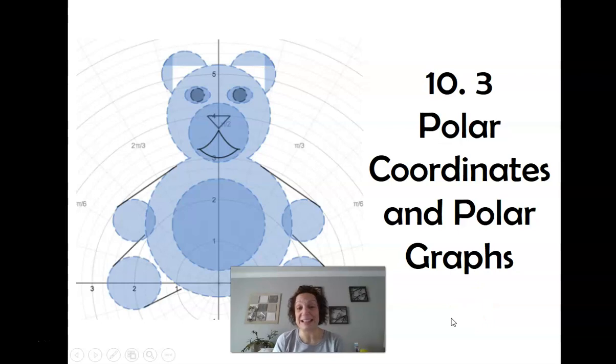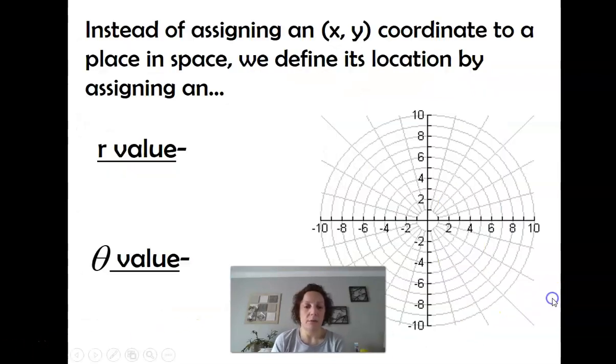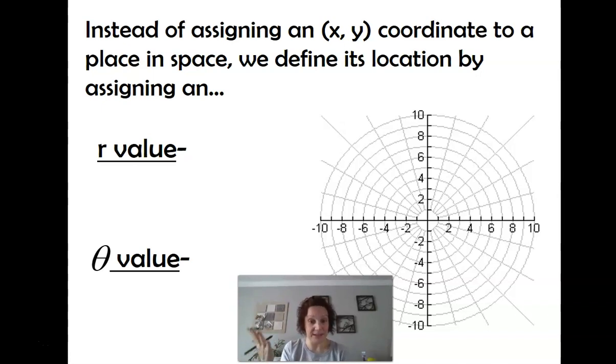Again, you definitely did this in, I keep calling it Algebra 2, it's pre-calc now, right? But just in case you forgot, let's do it. Instead of assigning an XY coordinate to a point in space, what we do in polars is we define two things. We define how far away it is from the origin. That's a straight line distance, right? We call that r. And then we talk about how much of a rotation that is from the positive x-axis.